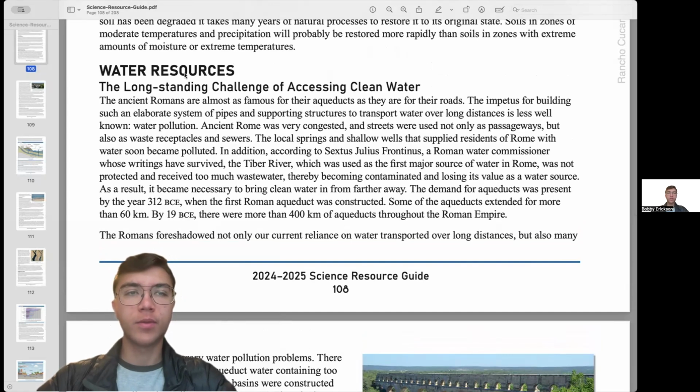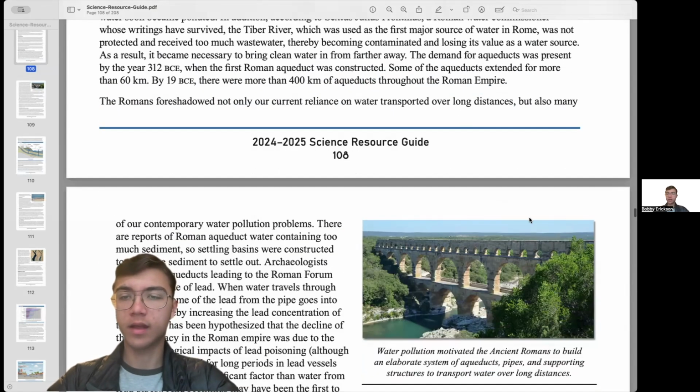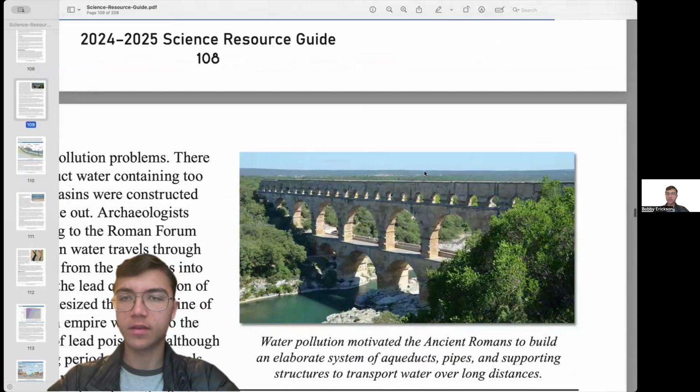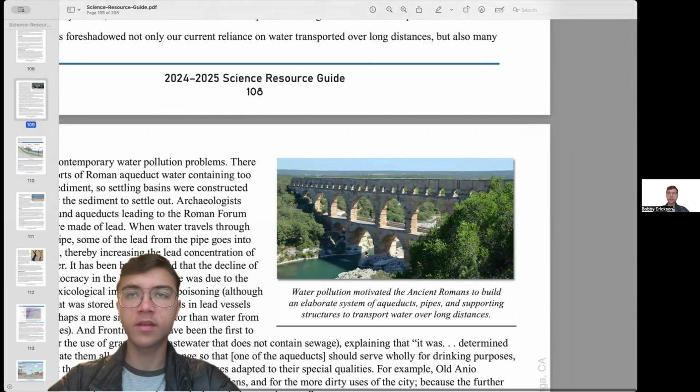So we're going to first start by looking at the challenges in accessing, well, how do we get clean water? It begins with a discussion of the ancient Romans and how they're very famous for two things, aqueducts and roads. And the actual difficulty in these systems was water pollution. There were these elaborate systems of pipes transporting water, with these long distance aqueducts, as you can see here, that brought water to different places.